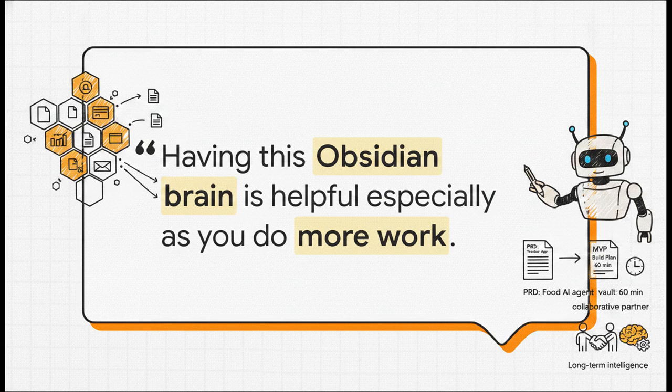Because your agent can now read and write directly to this permanent vault, the possibilities are wild. For instance, if you previously saved a product requirements document for a food tracker app into Obsidian months ago, you can just ask Hermes to pull up that specific document and immediately generate a 60-minute MVP build plan based on it. It completely transforms your AI from a simple chatbot into a true, long-term collaborative partner.